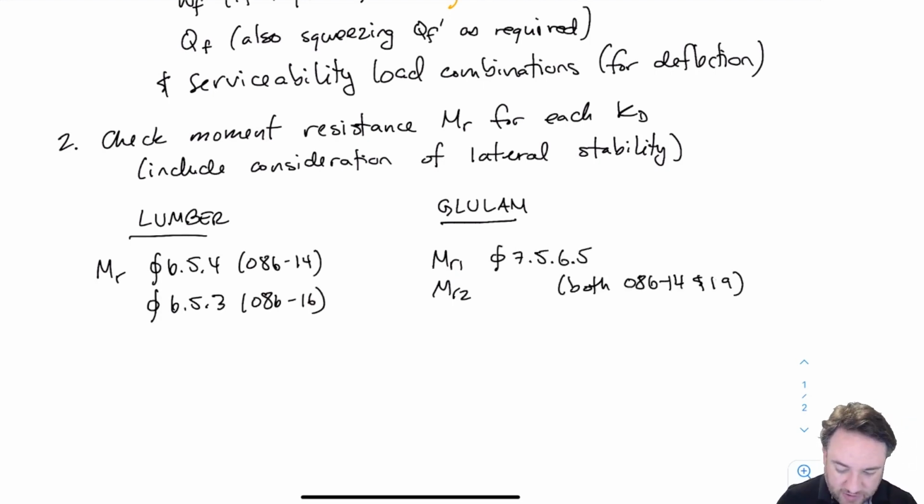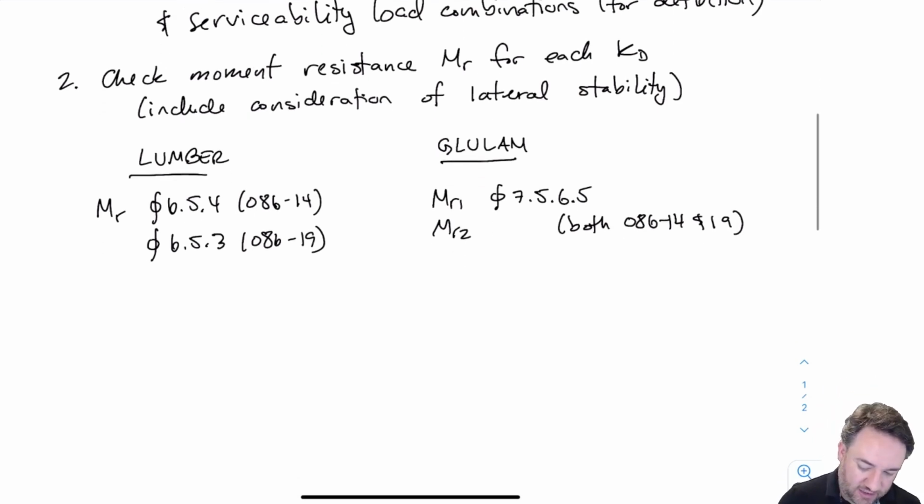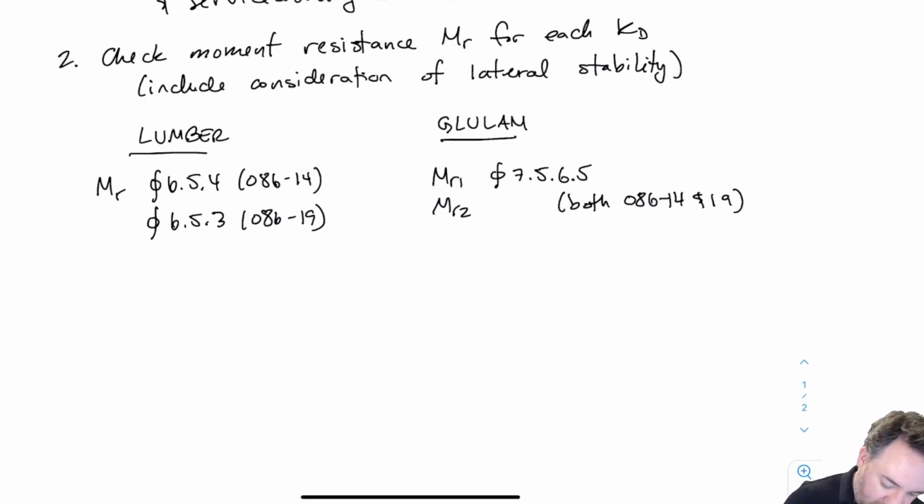Okay, and there are the relevant clauses, 6.5.4 and 6.5.3 for O86-14 and 19 for the MR check, and then MR1 and MR2 are both in the same clause, 7.5.6.5, which is the same for both O86-14 and the newer version O86-19. For those MRs, often we need to do a KL.